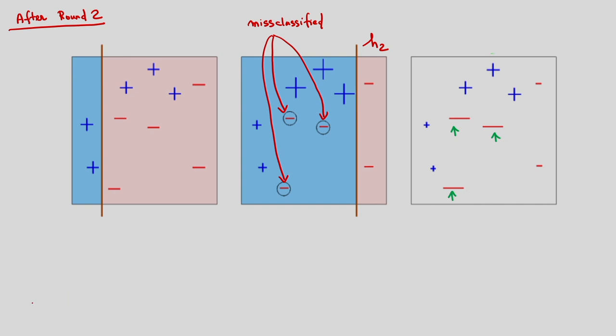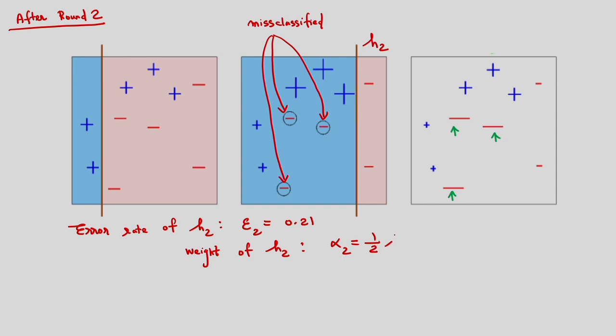In this case also, I can determine the error rate. The error rate of H2, epsilon 2, is equal to 0.21, and we have to determine the weight of H2, that is alpha 2, which is equal to 1 by 2 ln of (1 minus epsilon 2) divided by epsilon 2, and that is equal to 0.65.